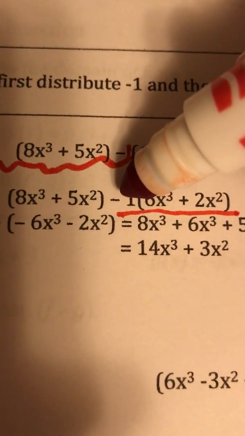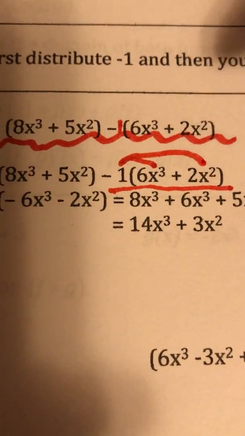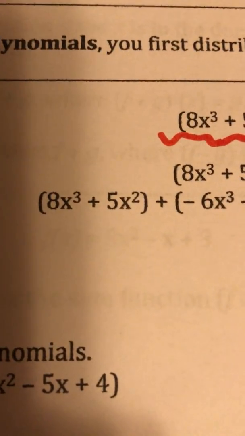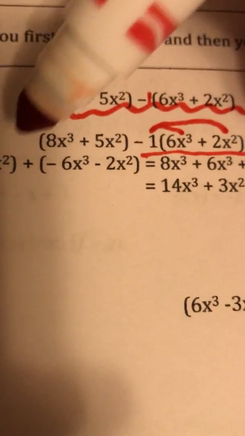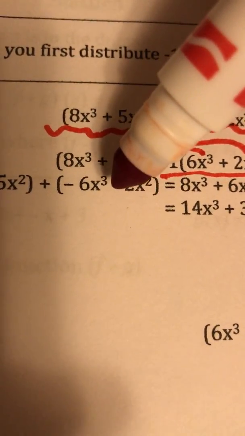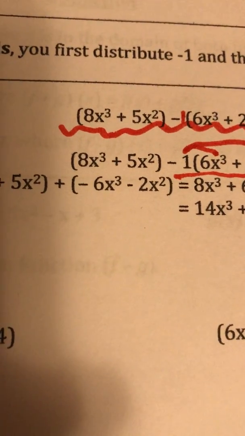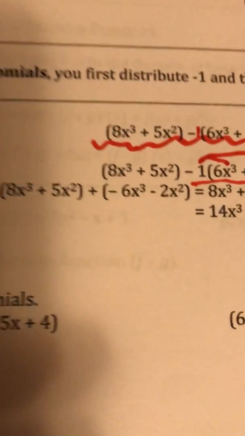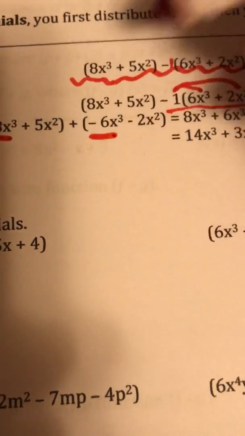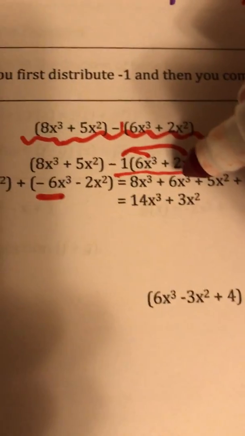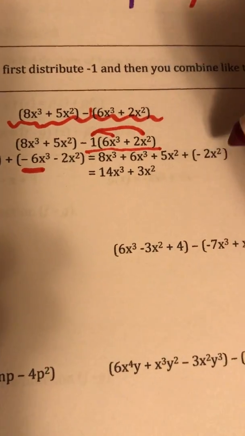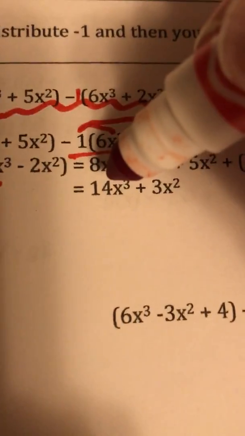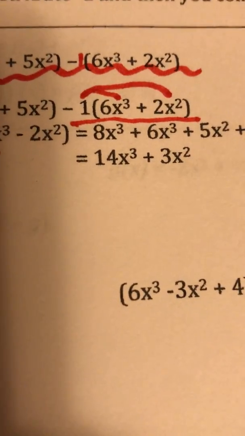If we take that negative 1 and distribute it to each of the terms in the parentheses, then we're just adding. So we have this first set of terms, 8x to the third plus 5x squared, and then plus negative 6x to the third minus 2x squared. Now we can just combine our like terms: 8x cubed minus 6x cubed, and 5x squared plus negative 2x squared. That gives us 14x to the third plus 3x squared.